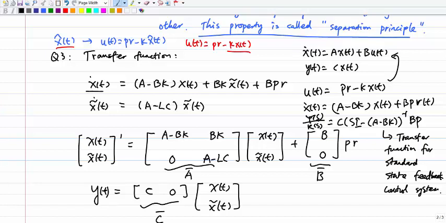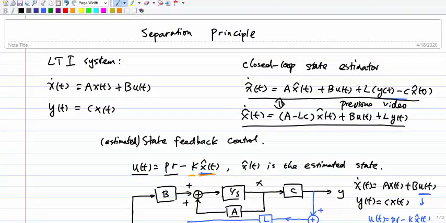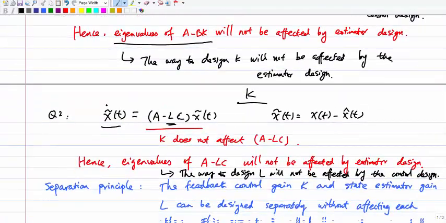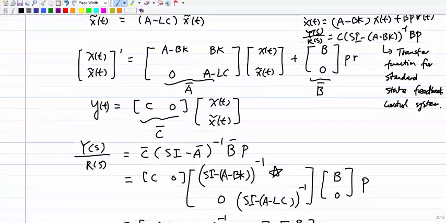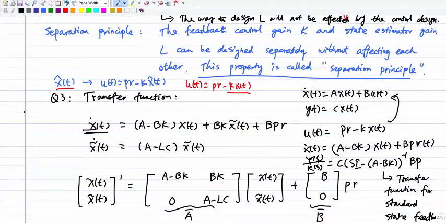So this is the original. We copied x dot t is (A minus BK) x t plus BK x tilde t plus B p r. Let me see where this is coming from. Okay, this is coming from x dot t is A x t plus B u t.